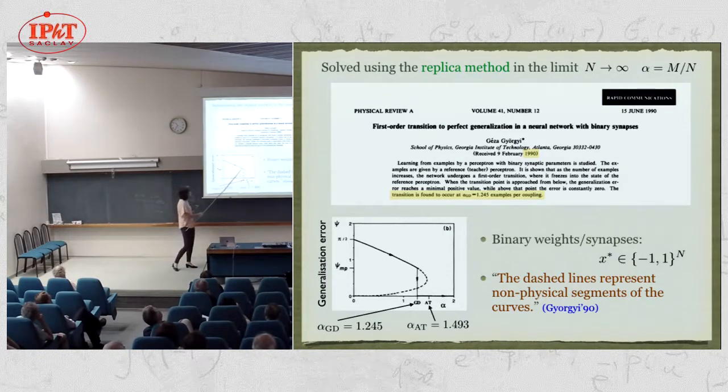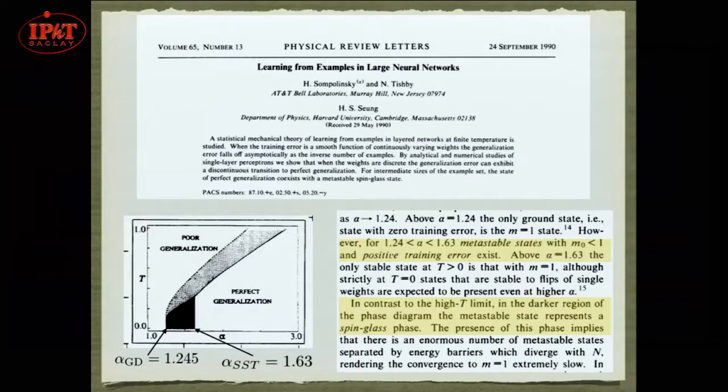And then actually this curve continues. There is this dashed part of the curve. That's a picture from this paper. And he says this dashed line represents the non-physical segments of the curves, and doesn't comment more on it. So keep it in mind, because that's somehow our point towards the end.